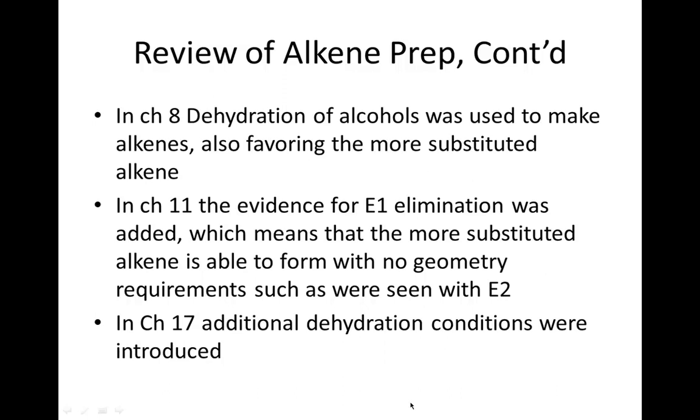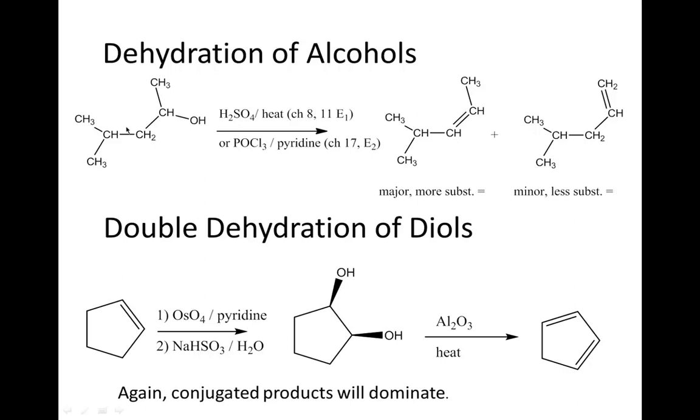All right, what else? In chapter 8, we also talked about the dehydration of alcohols to create the double bond. And again, we talked about favoring the more substituted double bond. And that reaction actually is an E1 elimination. So in chapter 11, we talked about that. If we're using sulfuric acid and heat, it's going to go E1 and favor the more substituted alkene. In chapter 17, we added another reaction that's a dehydration, which actually tends to go E2. So those were things that we've seen already.